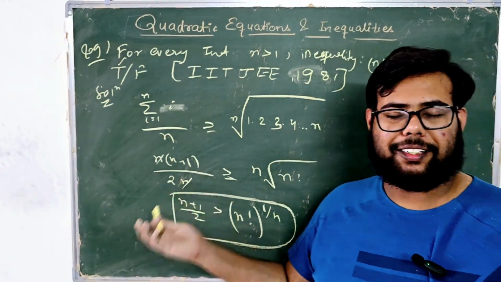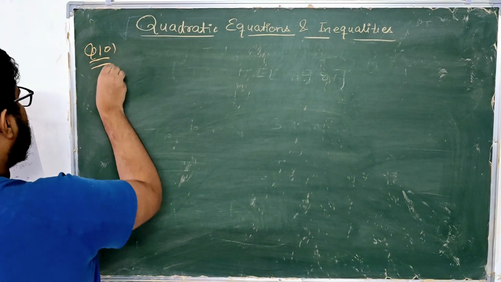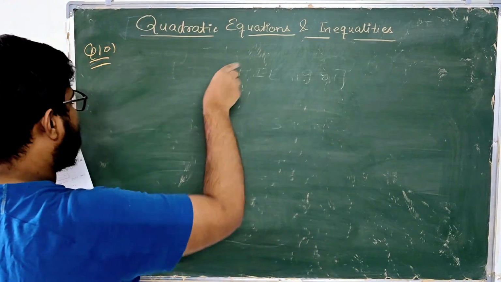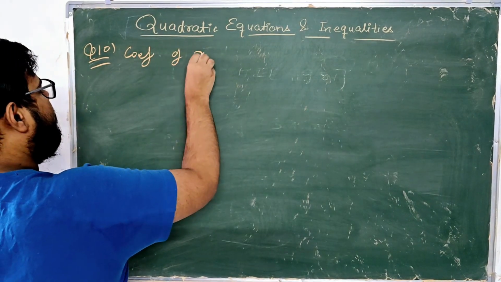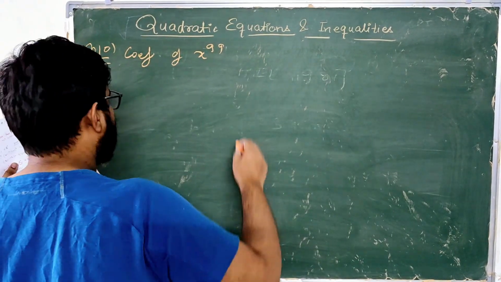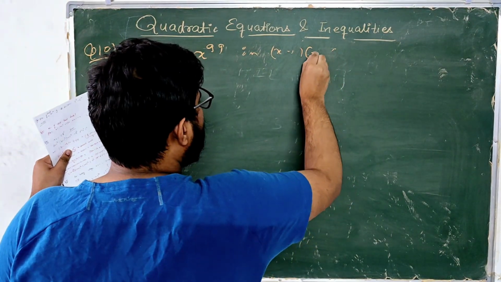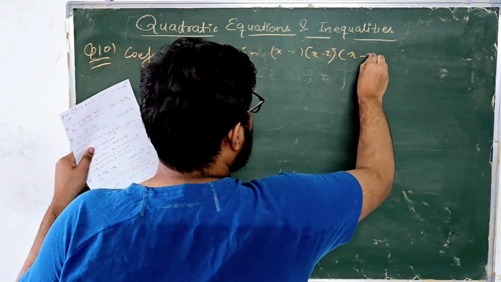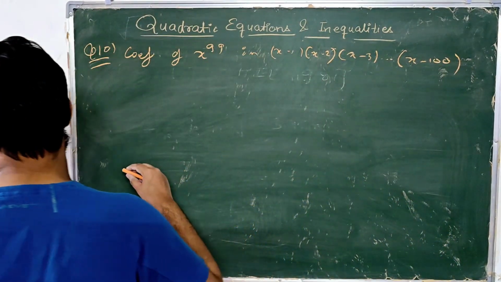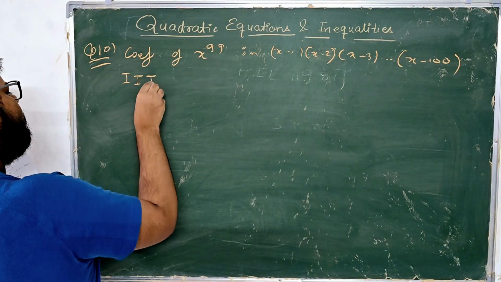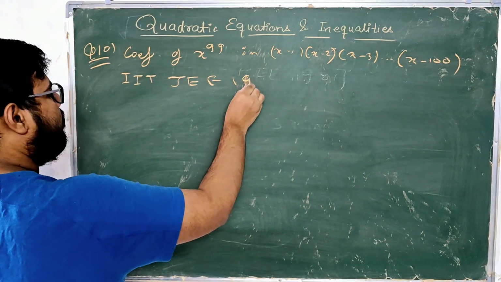Let's move to the next question. This is a very easy question. Okay, so this is the last question of this chapter. What is the coefficient of x raised to power 99 in (x minus 1)(x minus 2)(x minus 3) and so on till (x minus 100), right? This is from IIT JEE 1982, right?